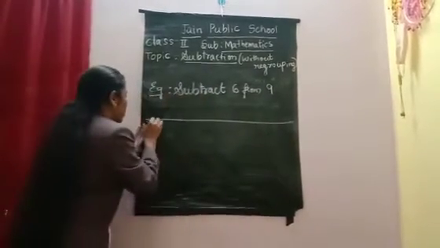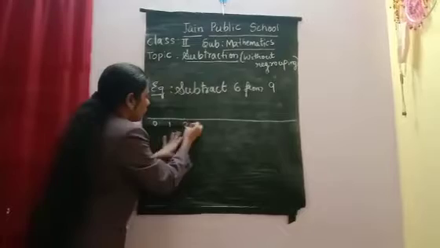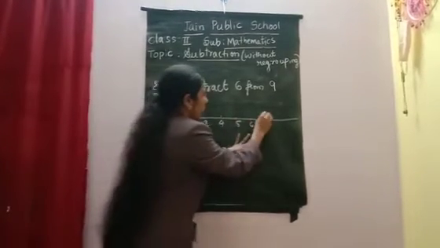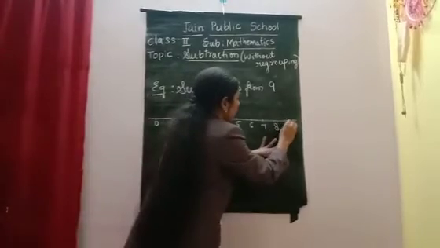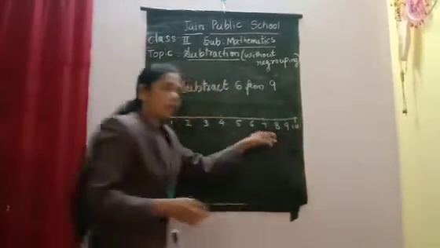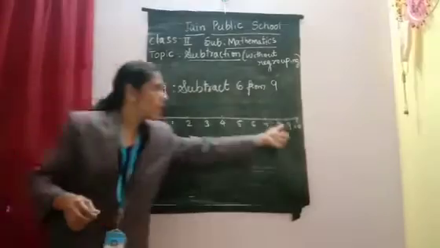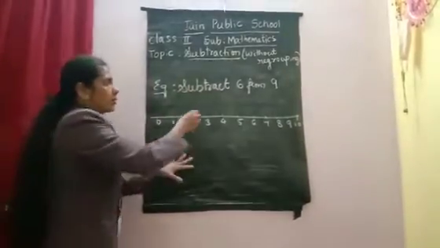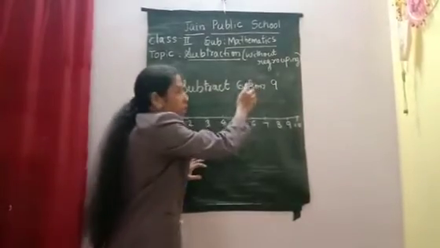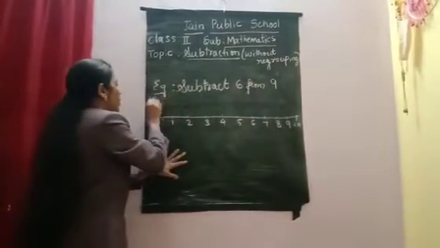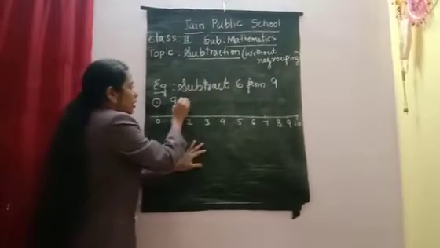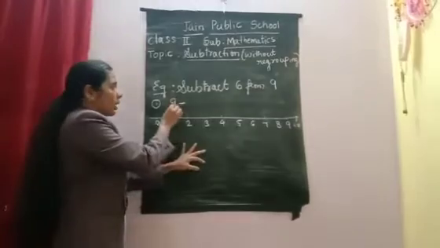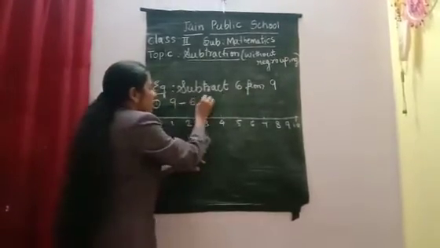Start from 0, 1, 2, 3, 4, 5, 6, 7, 8, 9, 10. I wrote the number line from 0 to 10. So the question is, which is the bigger number? Two numbers are there. 9. So I'll write 9 first. Subtraction is nothing but minus. Taking away a thing from the whole is called subtraction. 9 minus the other number, 6.